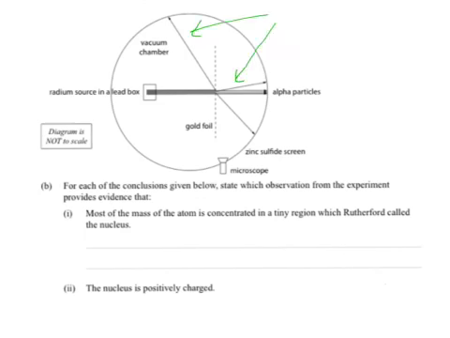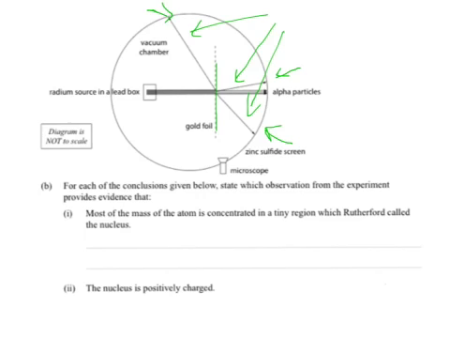Although there is one thing to point out. I think these are meant to be the various deflections of the alpha particles from the source. One going partial small bending, large bending, and then bouncing right back off that gold foil. Anyway, B, for each of the conclusions given below, state which observation from the experiment provides evidence that: I, most of the mass of the atom is concentrated in a tiny region, which Rutherford called the nucleus.